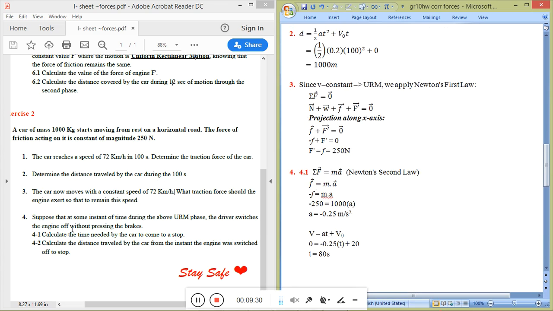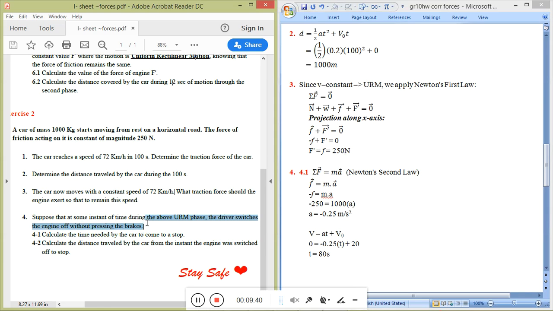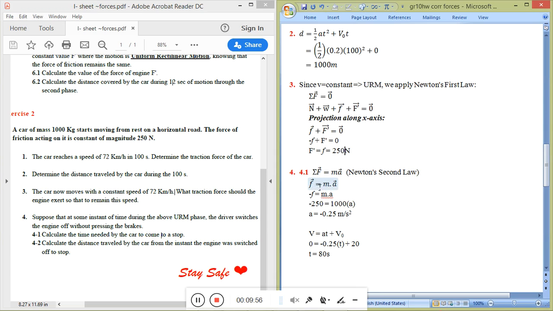In number 4, suppose that at some instant of time during the above URM, the driver switches the engine off without pressing the brakes. So the tractive force Ft is 0. So we only have the frictional force along the x-axis. Calculate the time needed to stop the car. First, we have to calculate the acceleration. The only force acting along the x-axis is the frictional force, and the friction is of course negative since it's opposite to the direction of motion. So the acceleration is minus 0.25 meters per second squared.